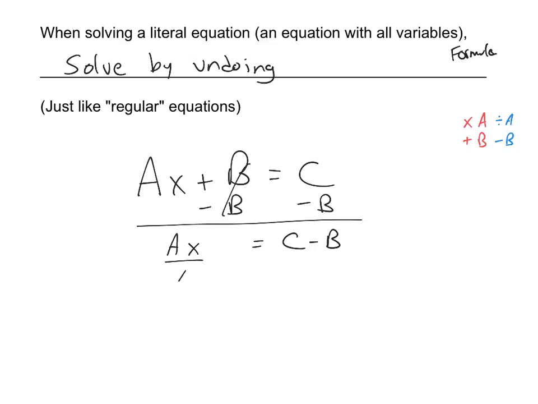And then my next undo step is to divide by a, so I'll divide by a. And again, I don't know if a divides into the quantity c minus b, so I'm just going to leave it as c minus b over a. That's the best I can do, so I'm just going to leave it like that. Let's practice a couple more.